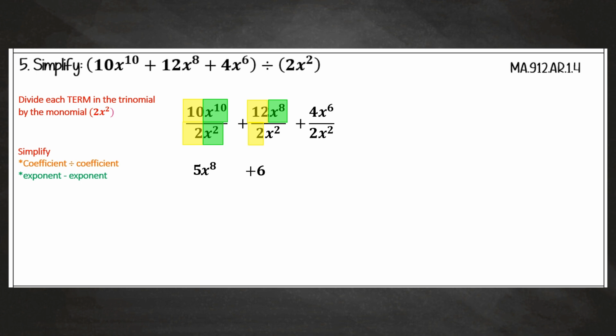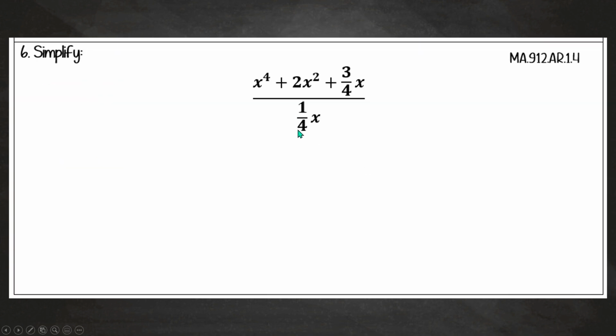X to the power of 8 divided by x to the power of 2, or 8 minus 2, and I get x to the power of 6. 4 divided by 2, and I get 2. X to the power of 6 divided by x to the power of 2, and I get x to the power of 4. So my final answer is 5x to the power of 8 plus 6x to the power of 6 plus 2x to the power of 4.